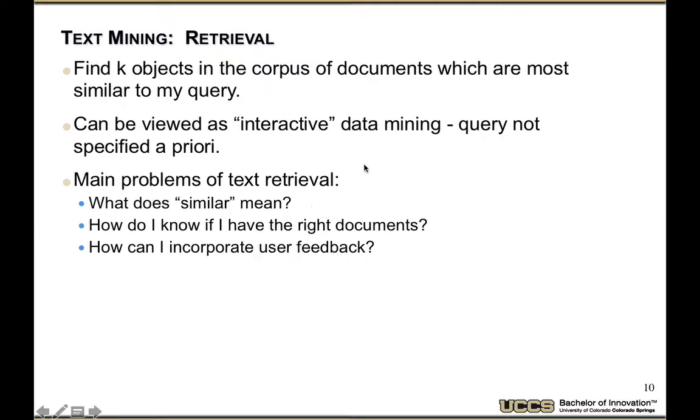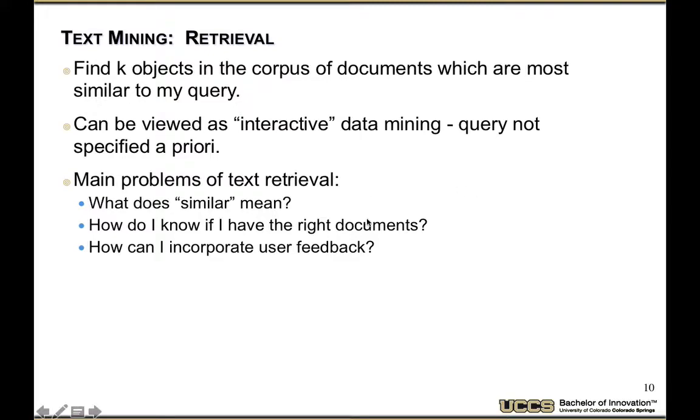The main problems of text retrieval, though, are really threefold. The first: what does it mean to find similar documents? If you've all done searches, you know that sometimes some of the things they find don't seem relevant, others seem very relevant. So we have to have some good idea of what similar means.